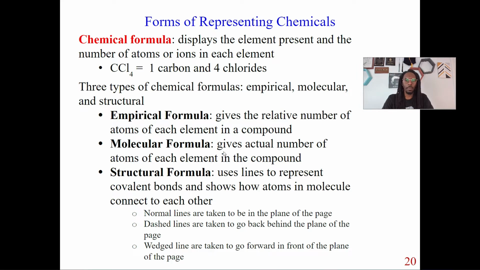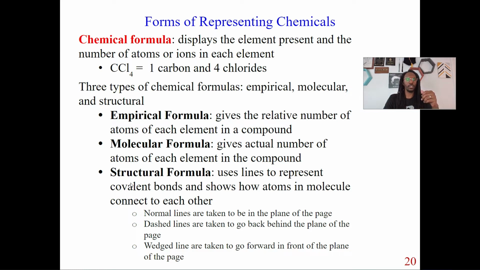The molecular formula is where it's giving me more information. The molecular formula is telling me the actual number of atoms of each element in the compound. So it's telling me now how many atoms I have in that compound.